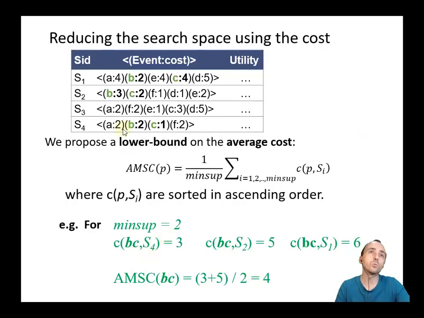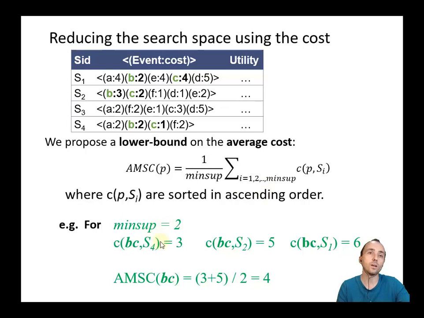So how to reduce the search space using the cost? We define a lower bound on the average cost as follows. Here I give some formula, but I will explain with an example. This lower bound on the average cost of a pattern we call AMSC, and we calculate it like that. Let's say the minimum support is 2, so we do 1 divided by 2 multiplied by the minsup smallest cost values for this pattern.